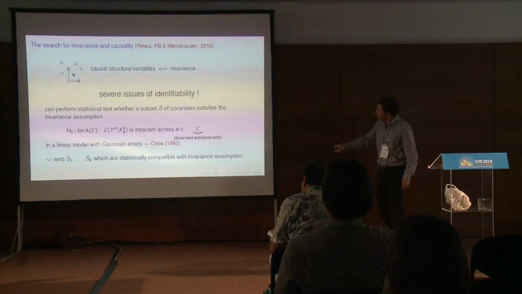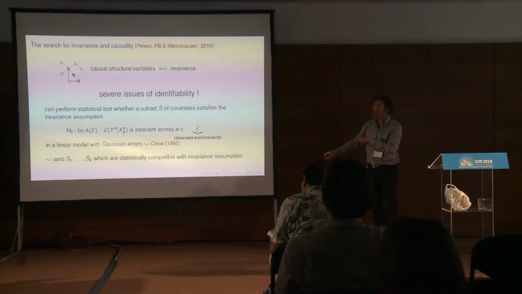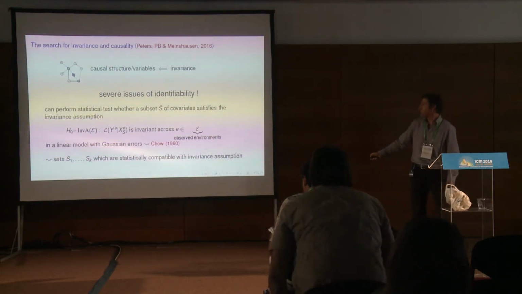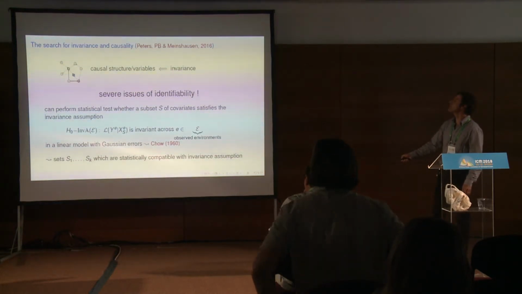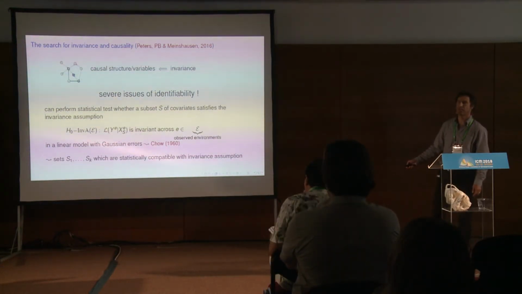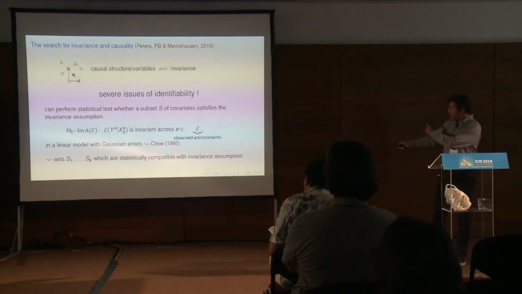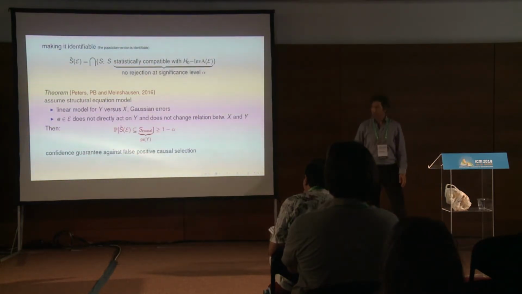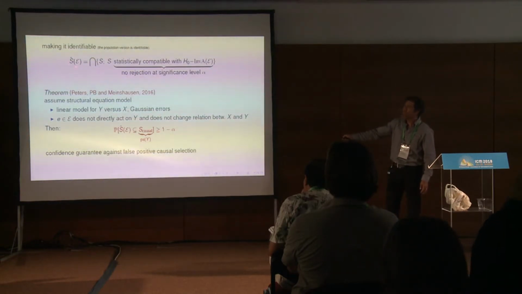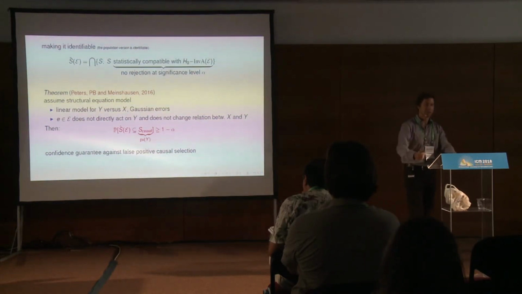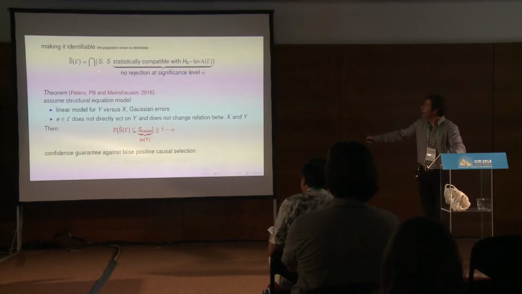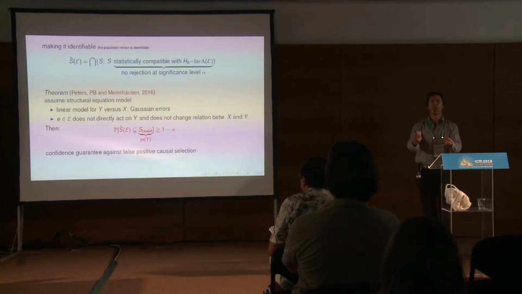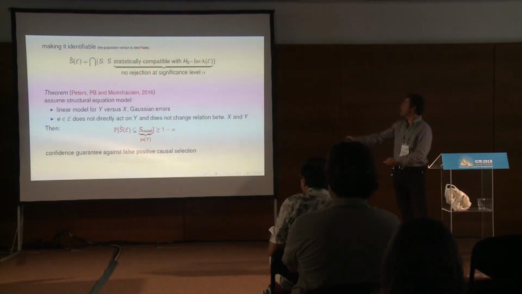So what you can do statistically, you can collect all the sets of covariables, call them S1 to Sk, which are statistically compatible with the invariance assumption. Now there's this identifiability issue, and we address it as follows. So here is my estimator, my algorithm S hat. It depends on this observed set of heterogeneities. I simply intersect all sets S which are statistically compatible with the invariance assumption.